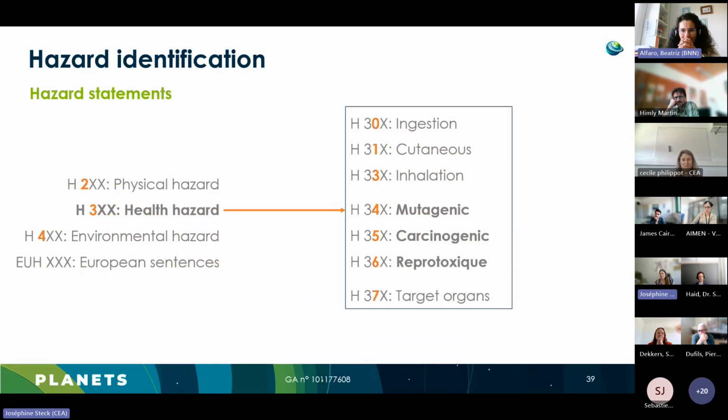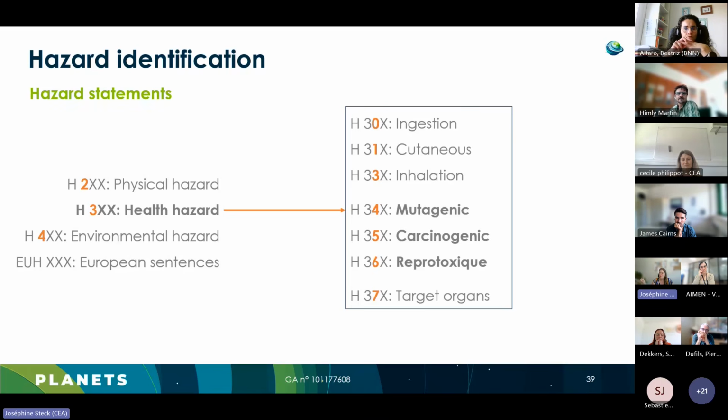But when it comes to the hazard statement, there is a code with a signification. The code is H, number 1, number 2, number 3. The first number will help you identify the type of hazard: 2 for the physical hazard, 3 for the health hazard, and 4 for the environmental one.